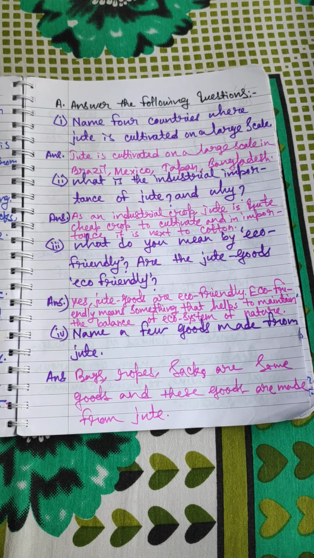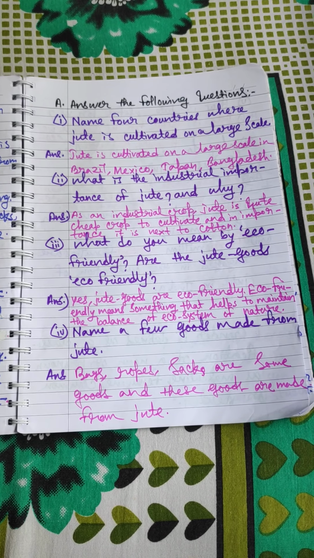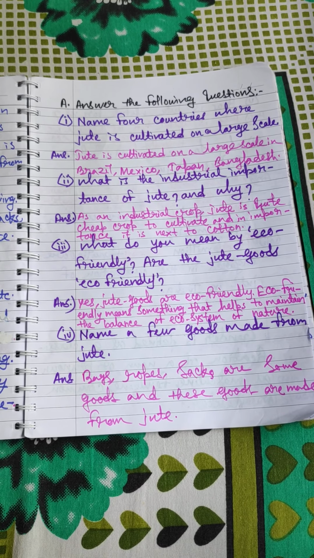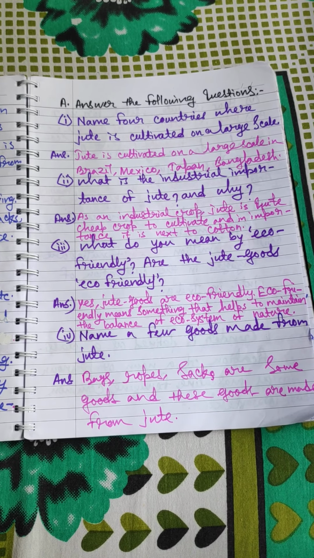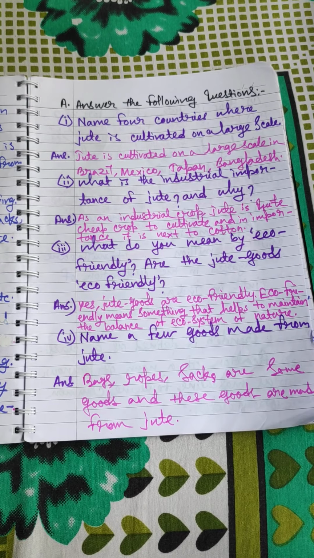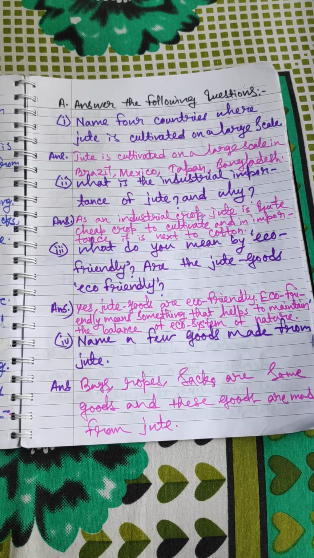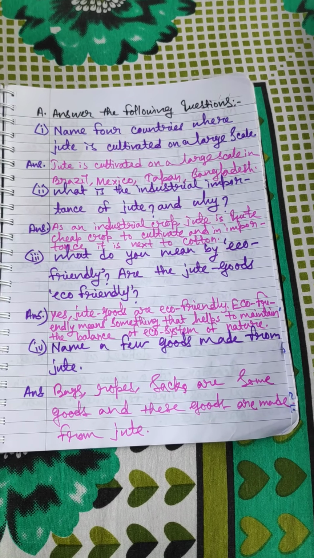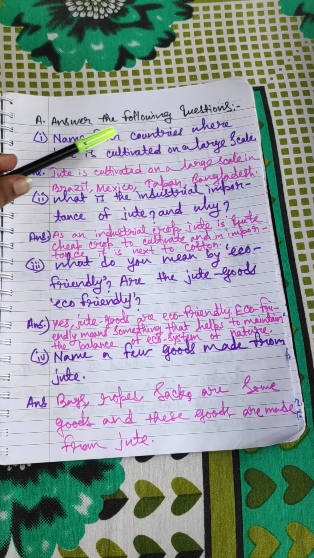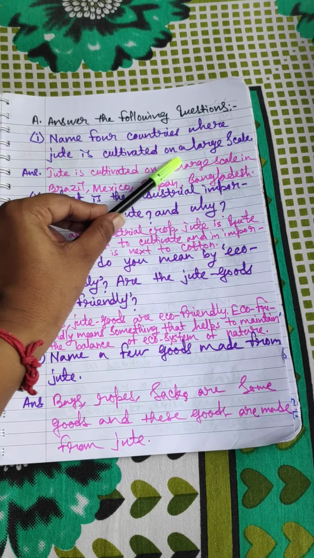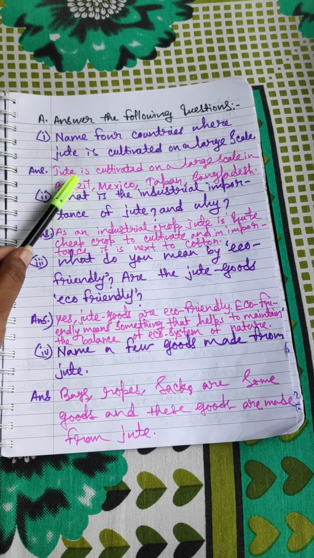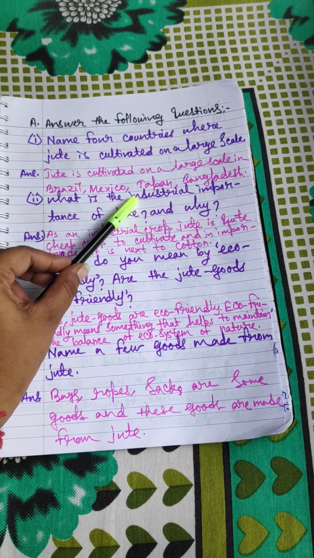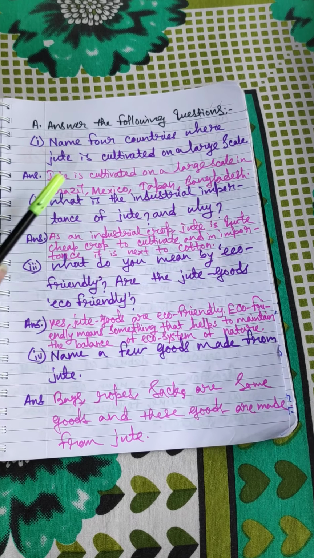In the previous video, I requested all of you to do this exercise, or solve these questions, which were given from the comprehension passage. Now I am going to discuss the answers with you. The first question was: name 4 countries where jute is cultivated on a large scale. Jute is cultivated on a large scale in Brazil, Mexico, Japan, Bangladesh.